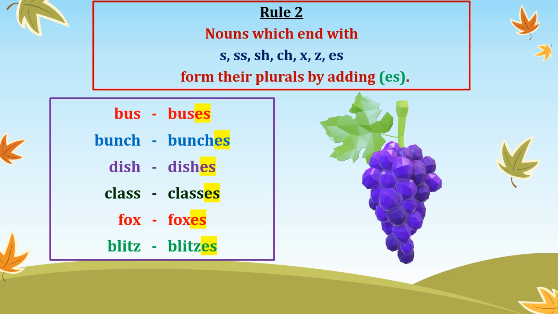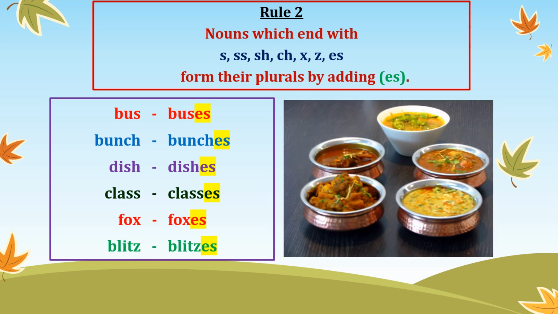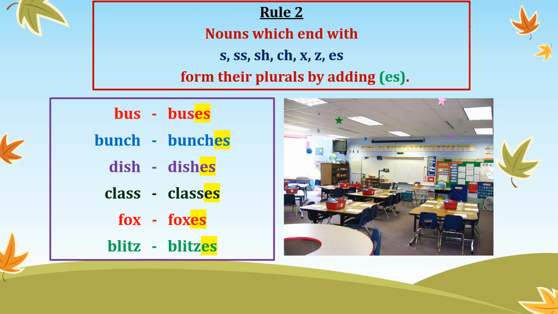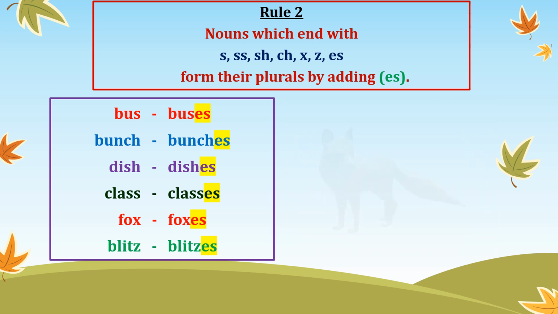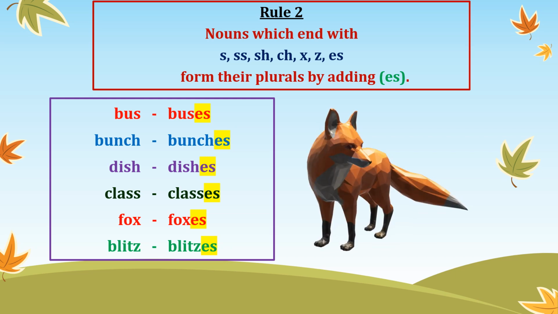One dish is known as a dish and again it is ending with sh. So we will add es and it will become dishes. One class is a class and many are classes. One fox is called a fox and this noun is ending with x. So again you will add es to make it foxes.